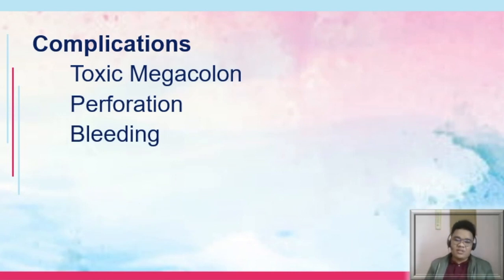Then complications. So you have the following complications that you need to search on. So try to identify the meaning of toxic megacolon, perforation, and bleeding. Also try to answer the question, how can ulcerative colitis lead to these complications? You may pause the discussion from here.